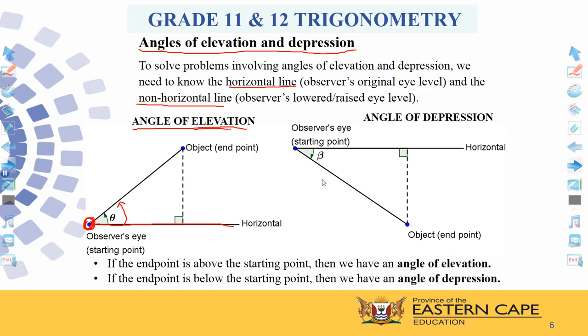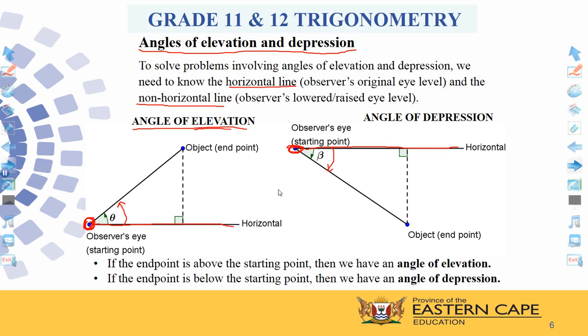All right. Now when you look at the angle of depression, you will have an observer's eye somewhere there, and then you have your horizontal line. If what you are looking for is below the horizontal line at eye level, then that angle is called the angle of depression.